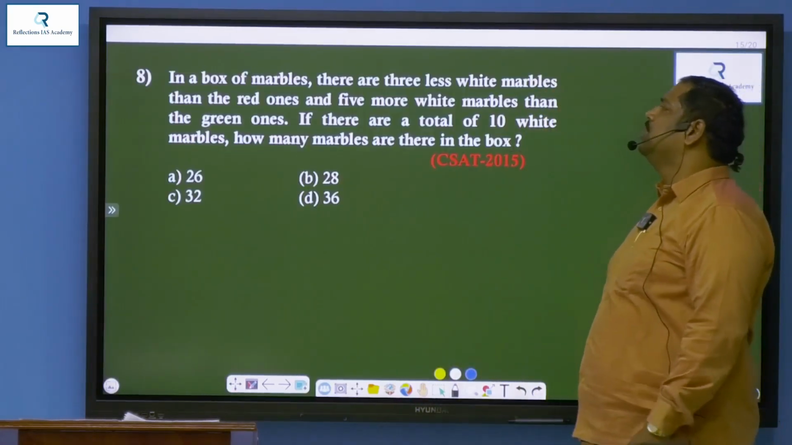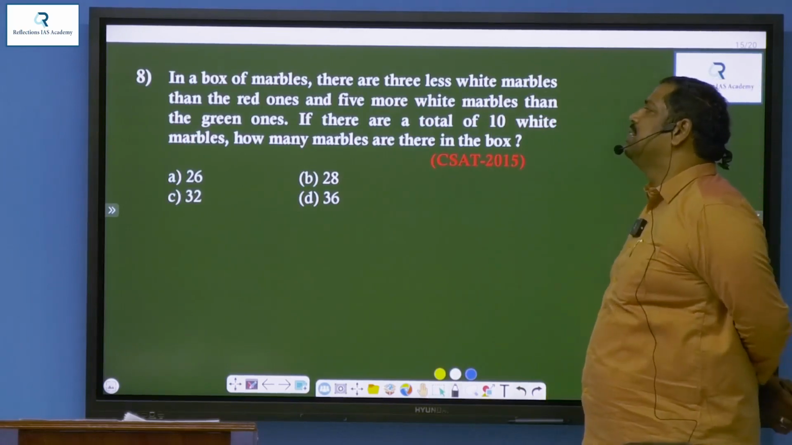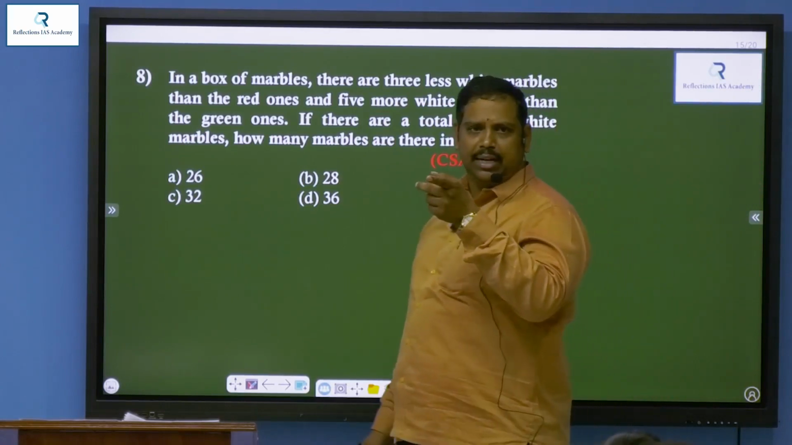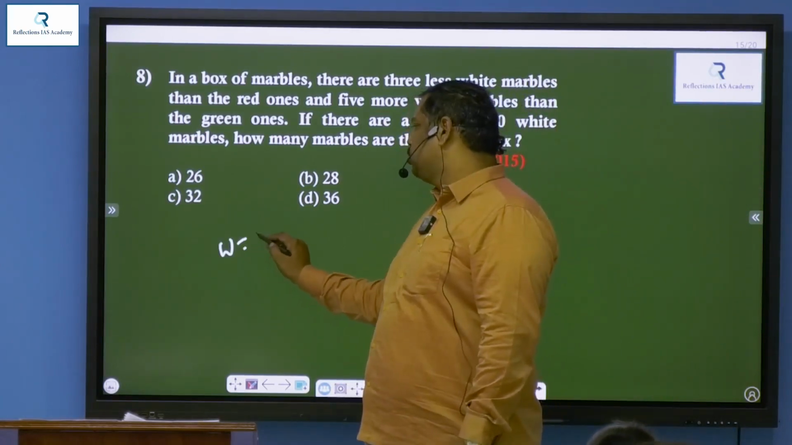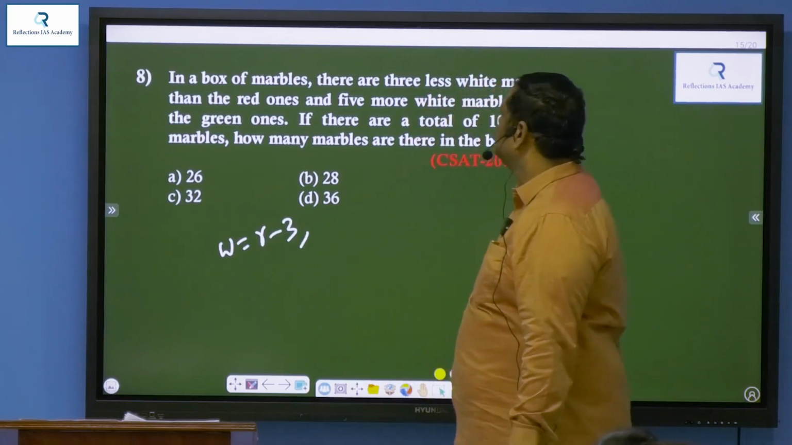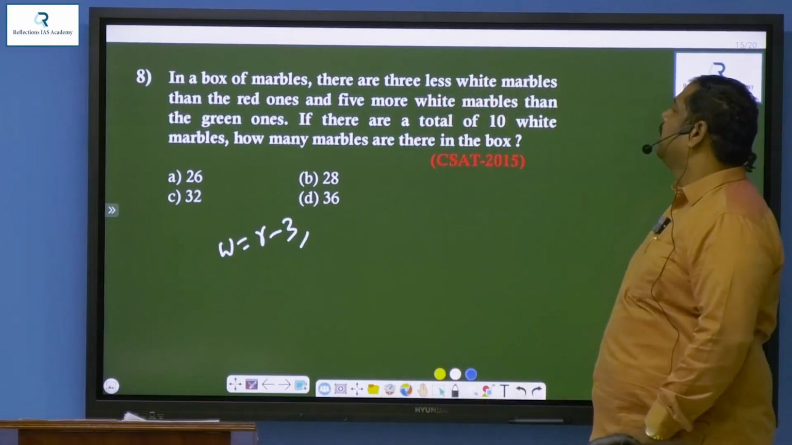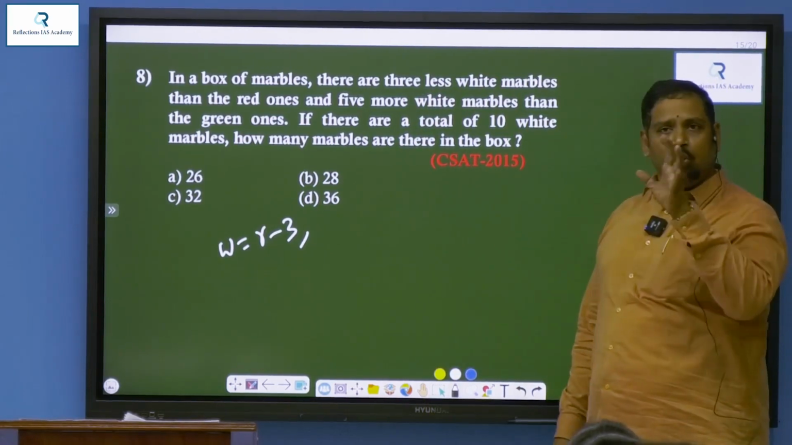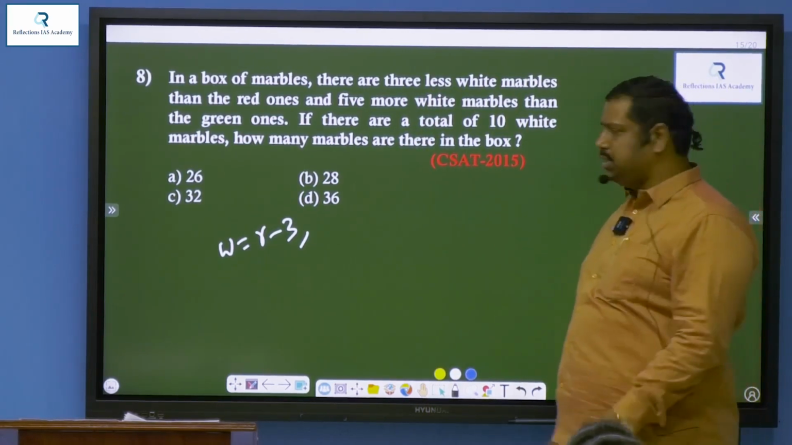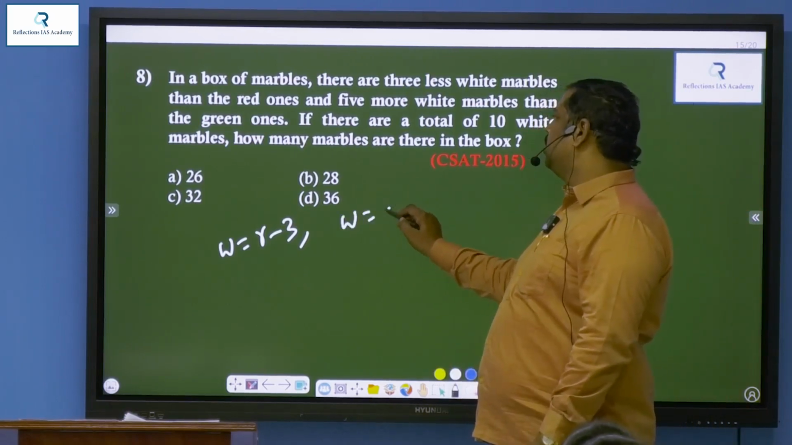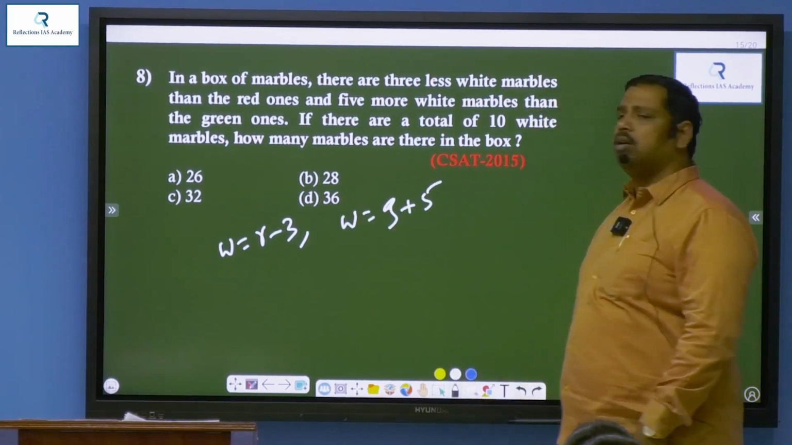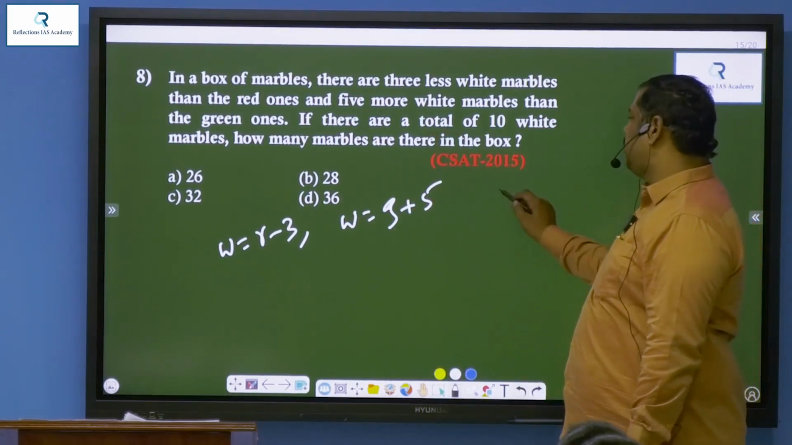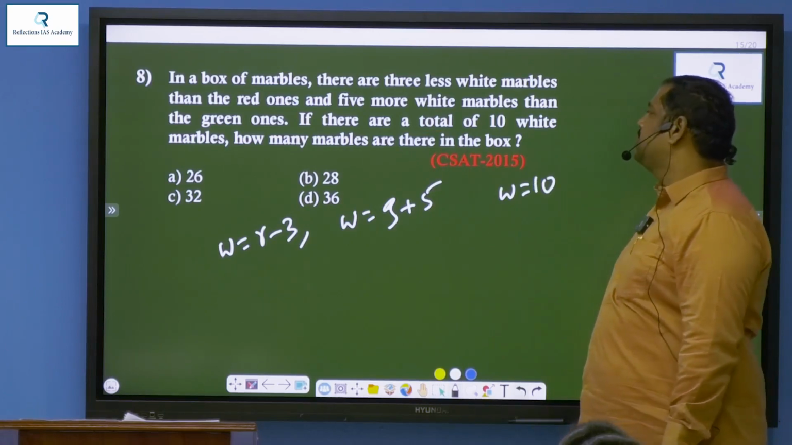In a box of marbles, there are 3 fewer white marbles than the red ones. So white is equal to 3 less than red. Right, good. And 5 more white marbles than the green ones. Means white is equal to green plus 5. Right? Okay, what is he asking? If there are a total of 10 white marbles, how many marbles are there in the box?